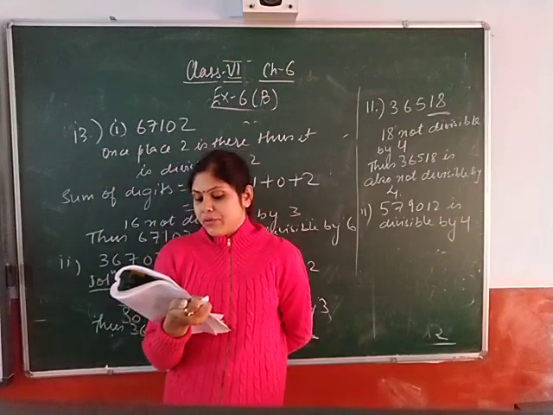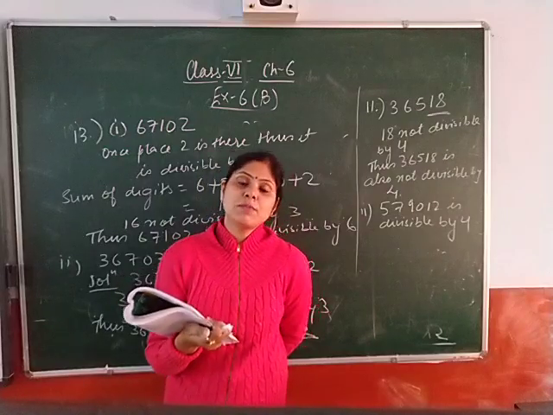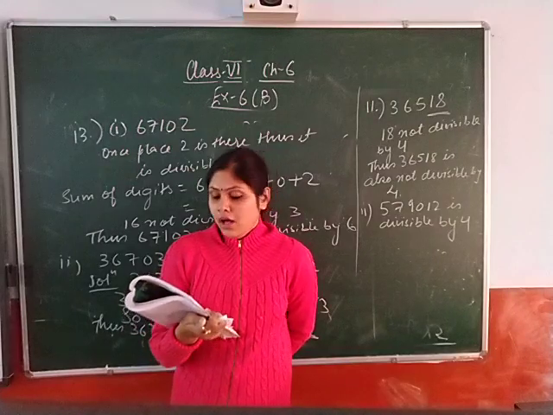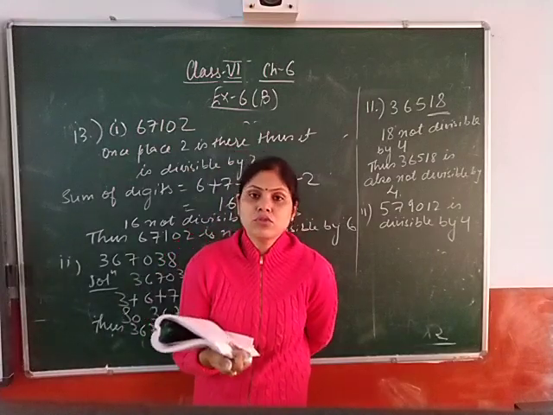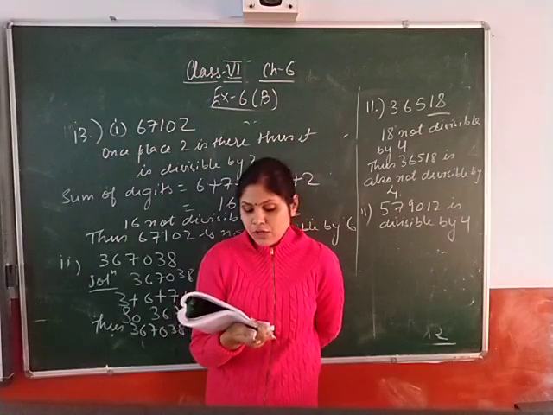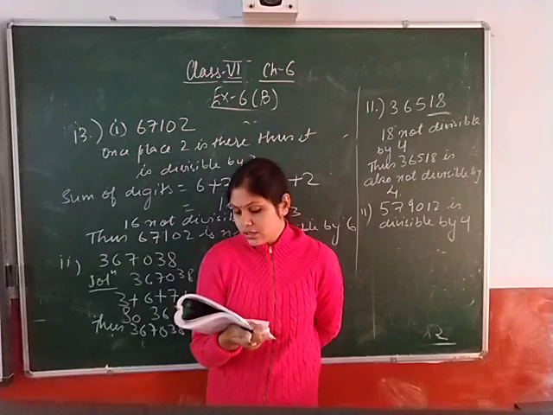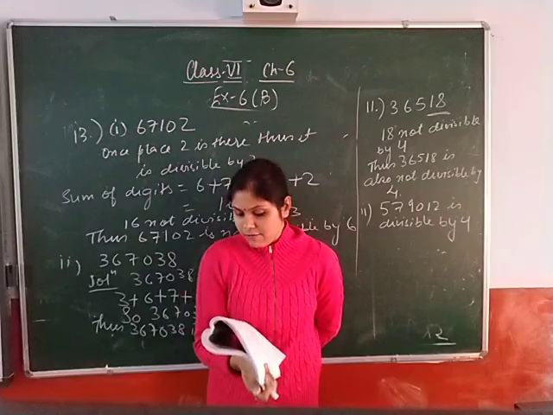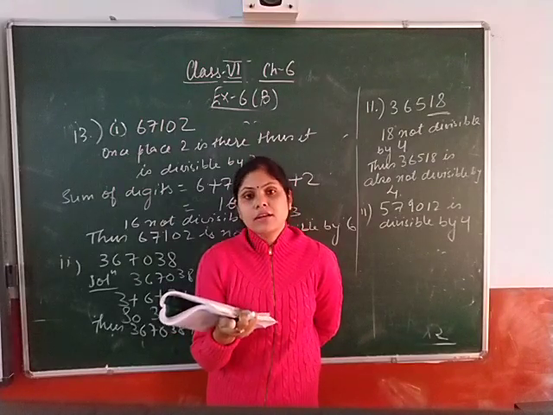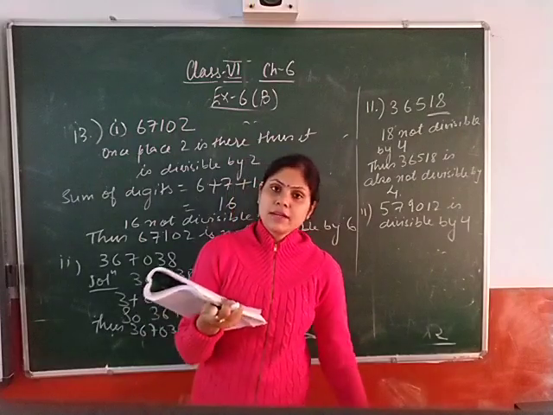16th one, separate even and odd numbers of the following. So the even numbers have at one's place 0, 2, 4, 6, 8. And if 1, 3, 5, 7 are there, that means it is an odd number. Let us see. First one is even. Second one odd. Third one odd. Fourth one odd, because at one's place 3 is there. Fifth one, 5 is there, odd. Sixth one, 2 is there, that means it is even.